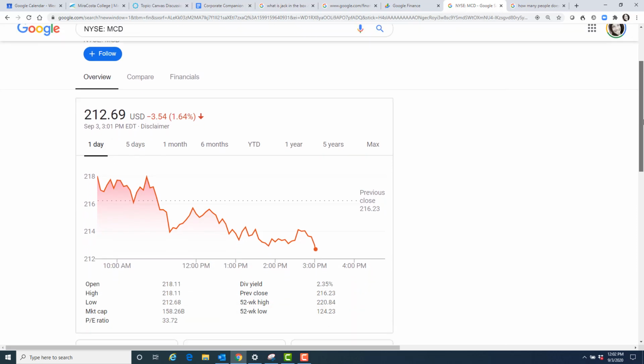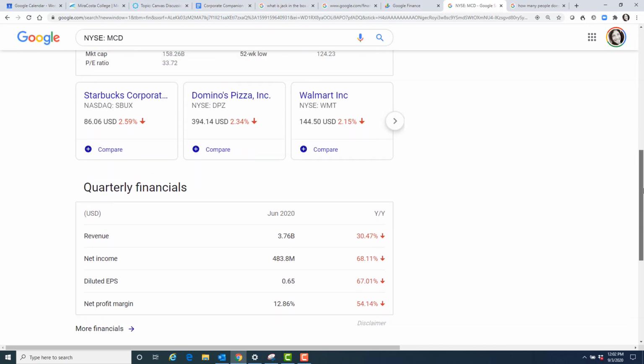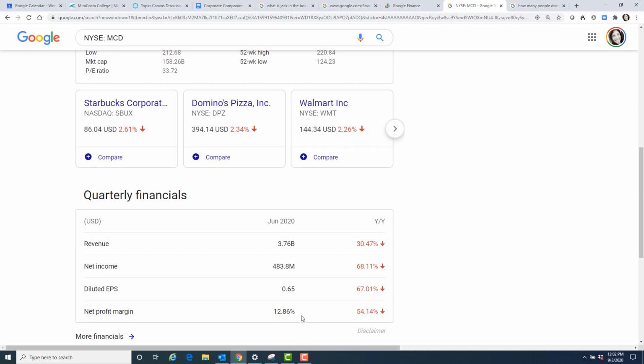And for McDonald's, 12.86. So they are less profitable than Jack in the Box. And their PE ratio is higher than Jack in the Box. Now, you might think that I'm endorsing Jack in the Box. I used to work there, and they're a local San Diego company. So yes, of course, I'm a fan of Jack in the Box.